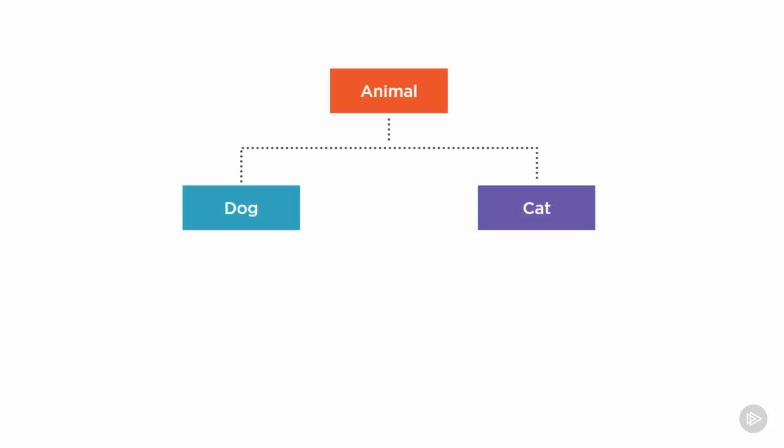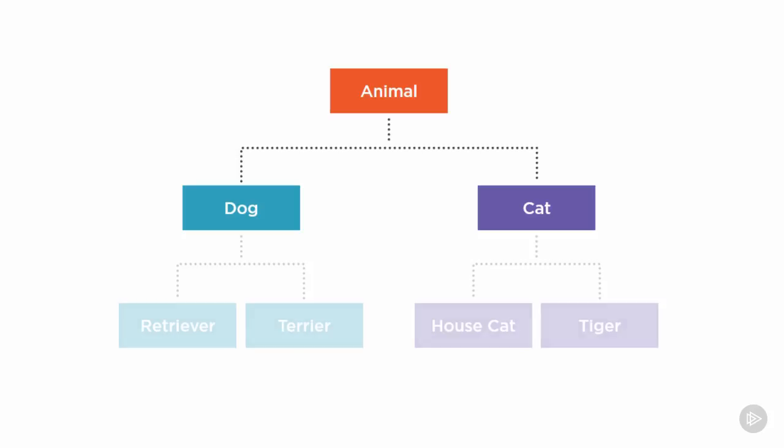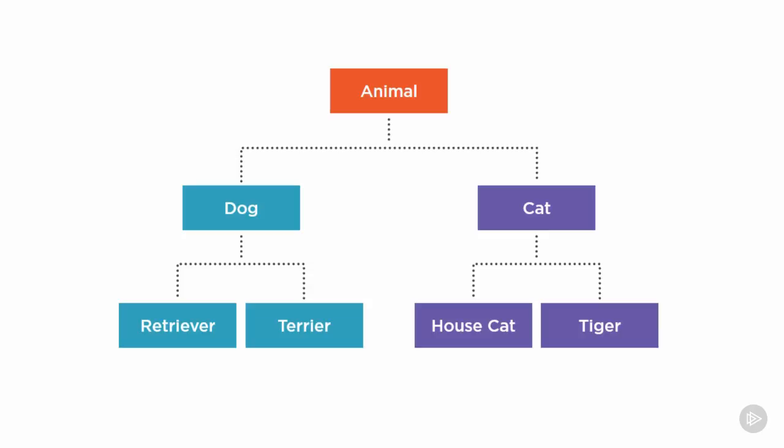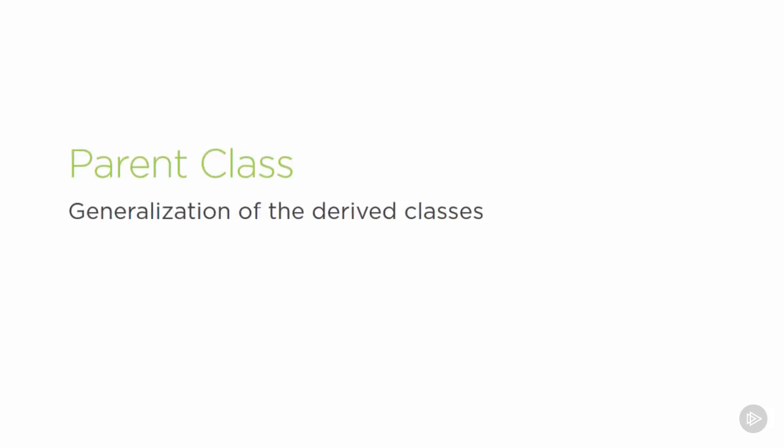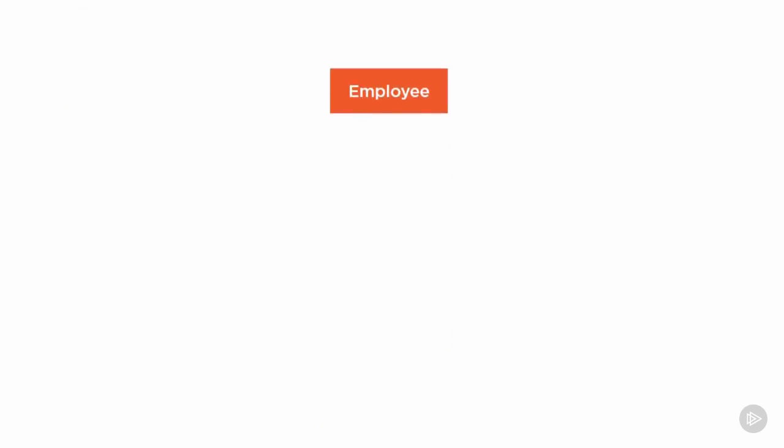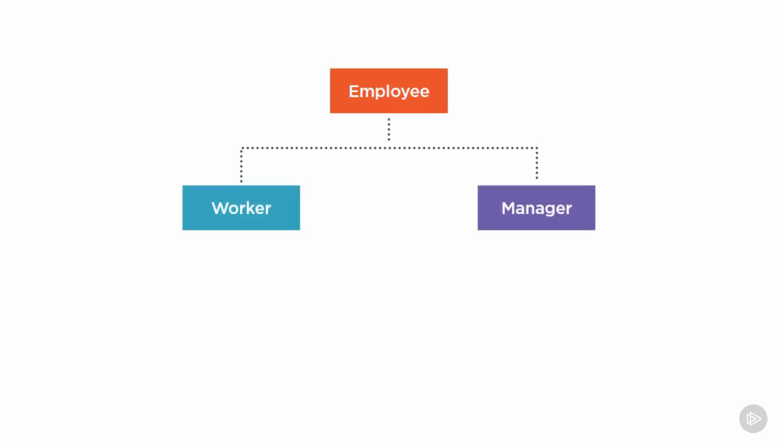If we start with an animal class, we can derive from that a dog and cat class. Animal is the parent, dog and cat are the children or derived classes. Similarly, if we have a dog and a cat, we can derive variations on the dog and variations on the cat. The parent class acts as a generalization of the derived classes. So if we have an employee, and then we have a worker and a manager, the employee is a generalization of both. It represents whatever worker and manager share.